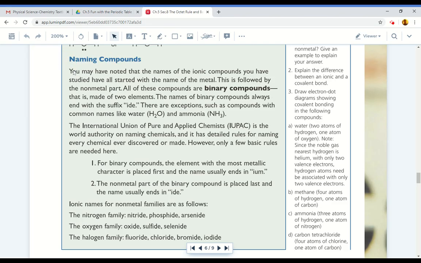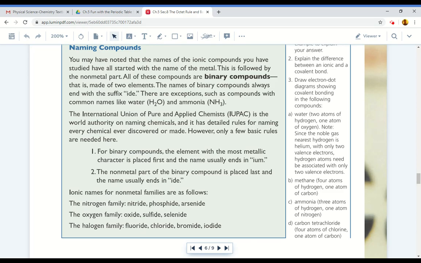Naming compounds. You may have noted that the names of the ionic compounds you have studied have all started with the name of the metal. This is followed by the nonmetal part. All of these compounds are binary compounds, that is, made of 2 elements. The names of binary compounds always end with the suffix "ide". There are exceptions, such as compounds with common names like water and ammonia.